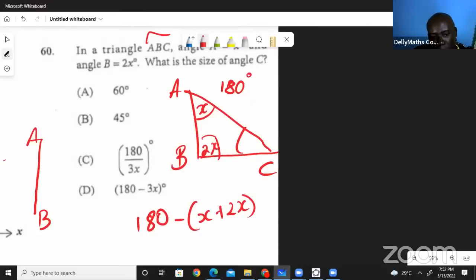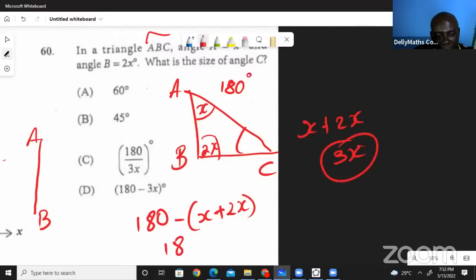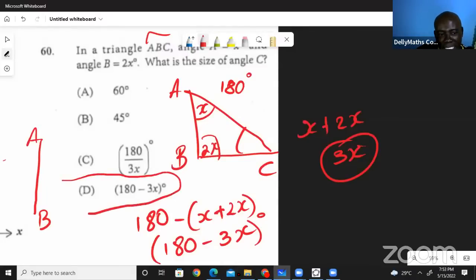So let me put it together. If you add the other 2 angles, x and 2x, you'll get 3x as a total. So then you'll see that it's 180 minus 3x, and that is the degree we're talking about. 180 minus 3x is the answer, and that answer is going to be D.